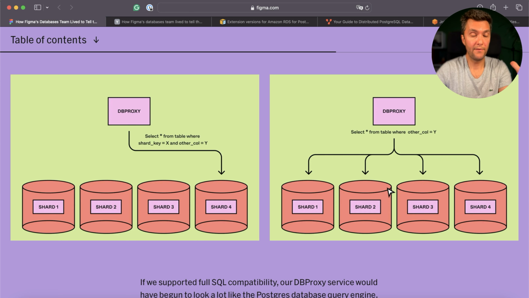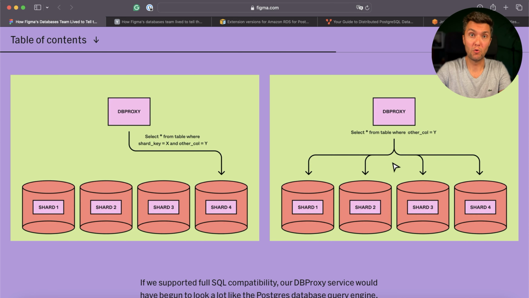So this is the high-level overview of the sharding solution that was created by the Figma team internally. Now, $1 million question, my friend. Why would the knowledgeable and experienced Figma team decide to reinvent the wheel and create a custom solution for sharding?